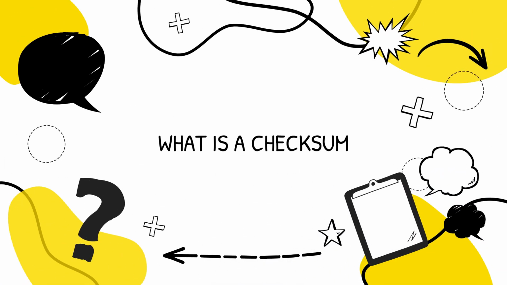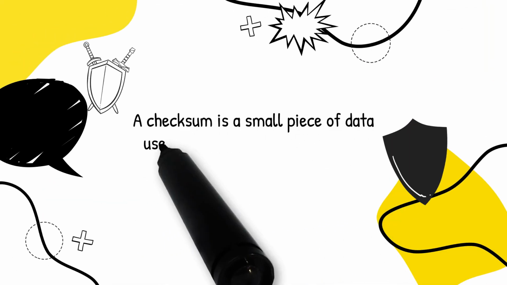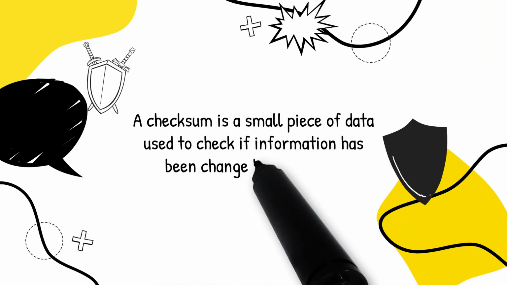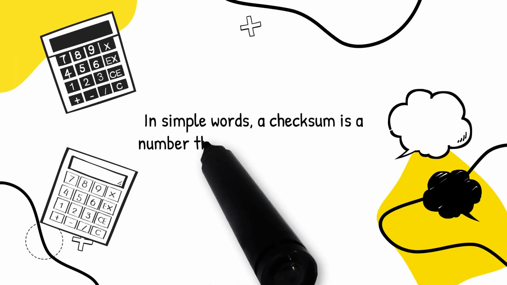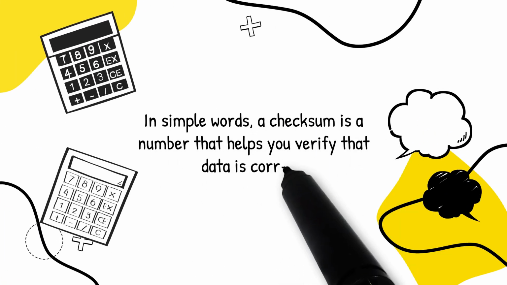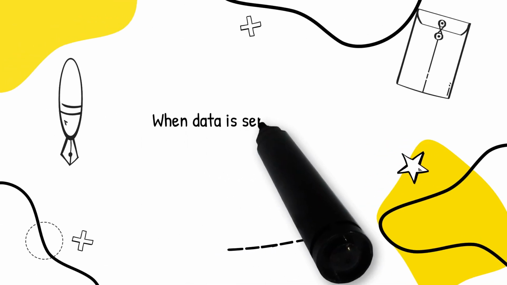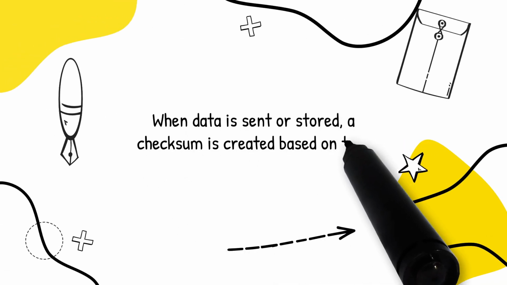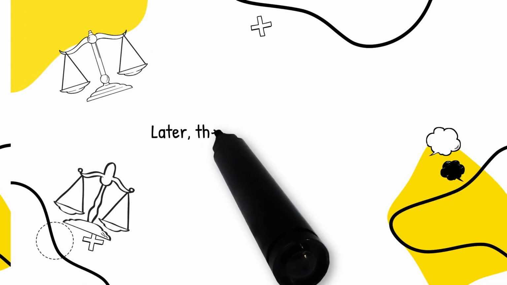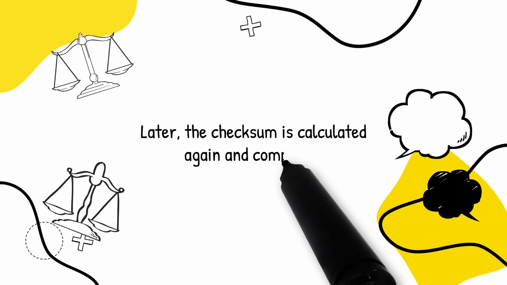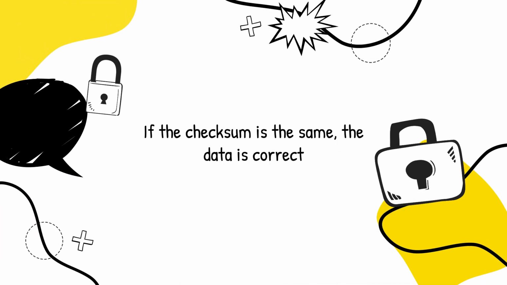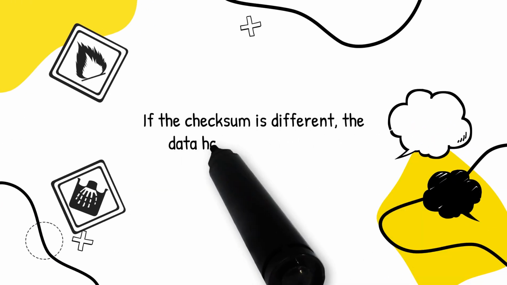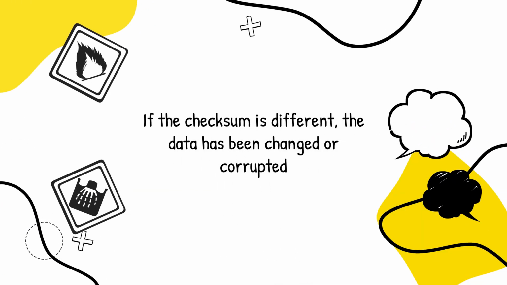What is a checksum? A checksum is a small piece of data used to check if information has been changed or damaged. In simple words, a checksum is a number that helps you verify that data is correct. When data is sent or stored, a checksum is created based on that data. Later, the checksum is calculated again and compared. If the checksum is the same, the data is correct. If the checksum is different, the data has been changed or corrupted.